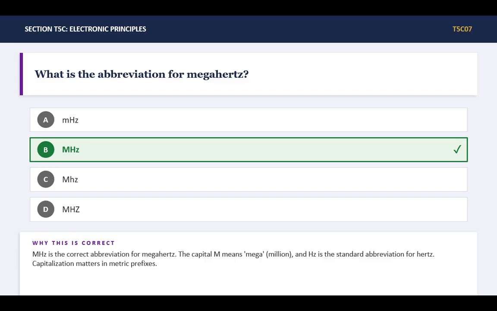What is the abbreviation for megahertz? It's B. MHz, capital M, capital H, lowercase z. MHz is the correct abbreviation for megahertz. The capital M stands for mega, or million, and the Hz is the standard abbreviation for hertz. Capitalization matters in metric prefixes.